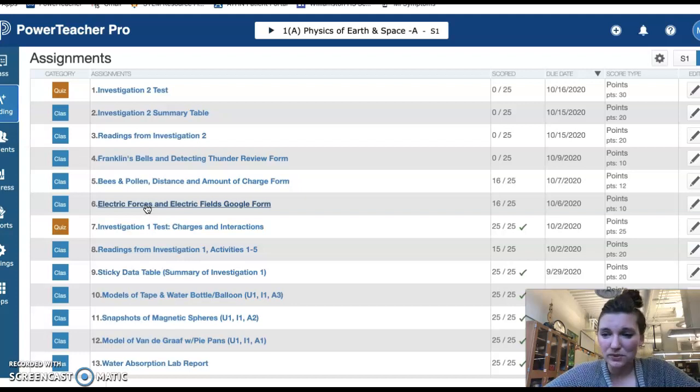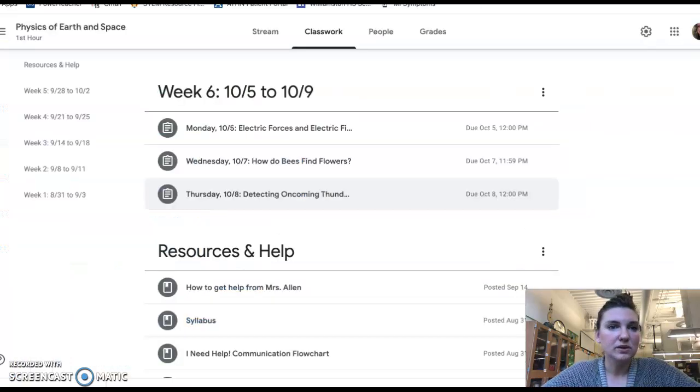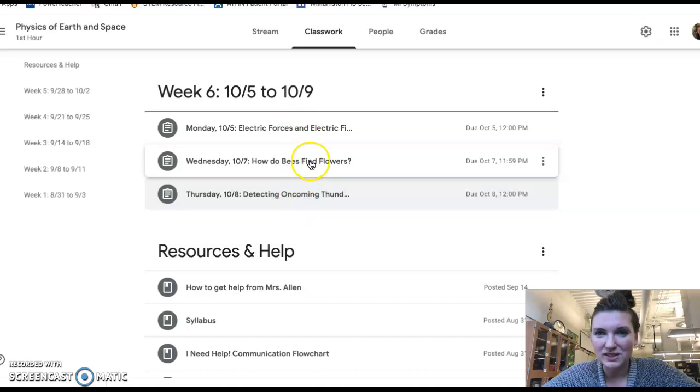So there were 3 Google Forms that we did, one for each day last week. The first one was electric forces and electric fields. The second one was bees and pollen, distance and amount of charge, and the third one was Franklin's bells and detecting thunder. So you can find those in each day here, and you can also see that these titles of the days match the name of the forms pretty closely.